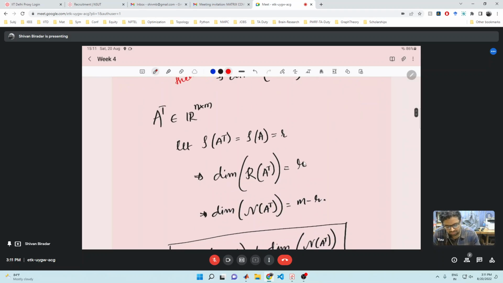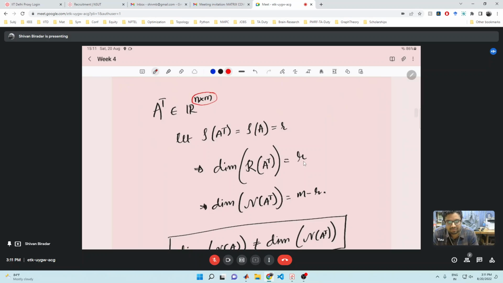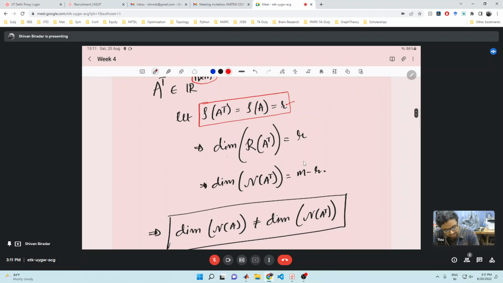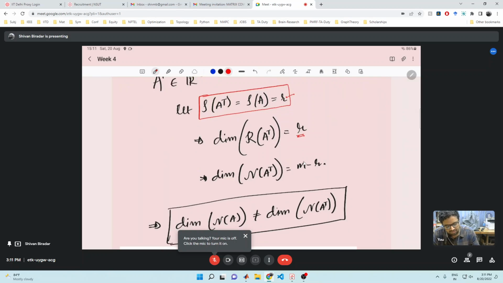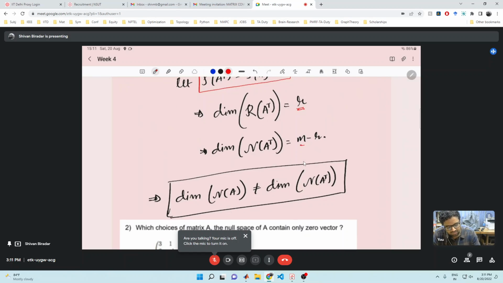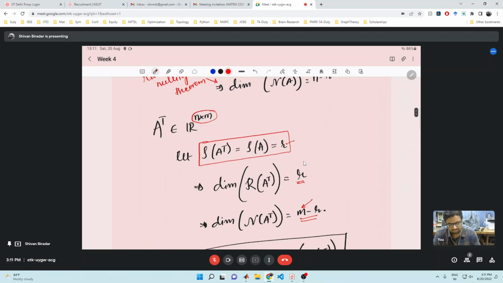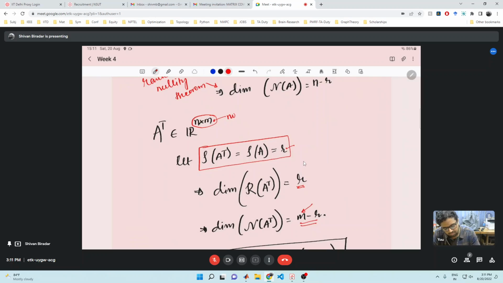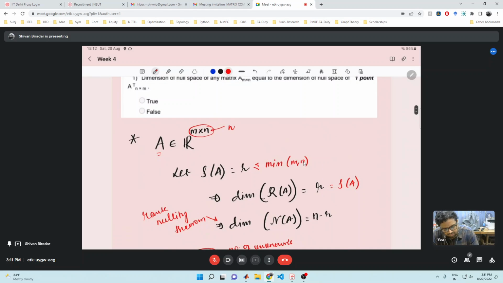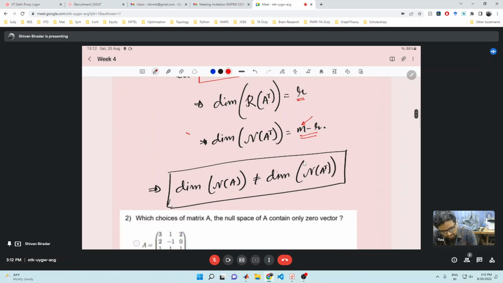Let us see what happens in A transpose. A transpose is an N cross M matrix, and again this is a very important result here. Rank of A transpose is equal to rank of A, which is equal to R. So no doubt the dimension of range space of A transpose is equal to R, but the dimension of null space of A transpose is equal to M minus R, because M is the number of unknowns here. This result is again coming from the rank nullity theorem.